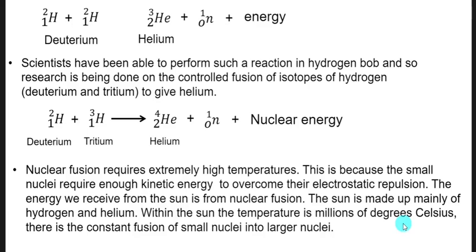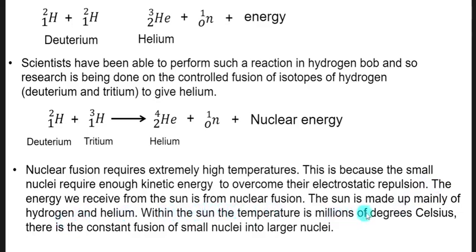Now if these two nuclei are coming together, they must face a repulsion because one nucleus is positive and the other nucleus is positive, so they will repel. Now there must be enormous energy or temperature to fuse them together, and as they fuse, they even produce more heat, or energy. So we are saying that the energy we receive from the sun is from nuclear fusion.